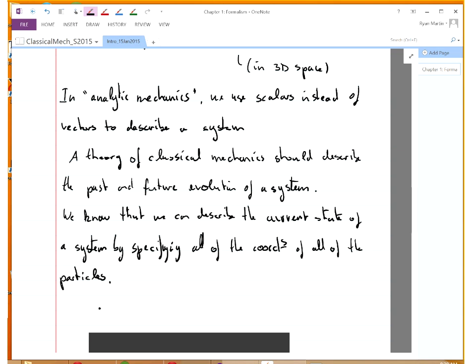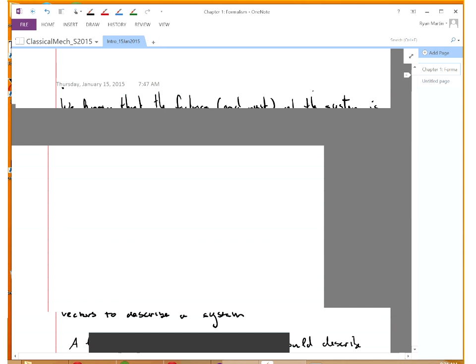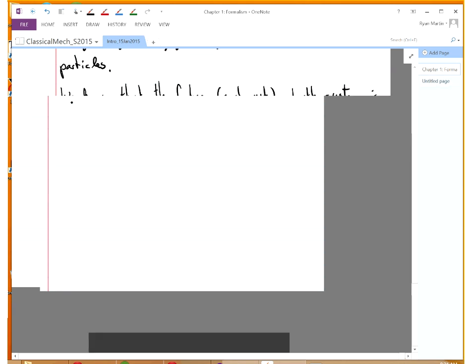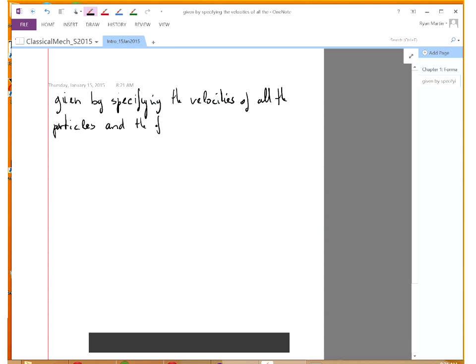We also know that the future and past of the system is given by specifying the velocities of all the particles and the forces on them.